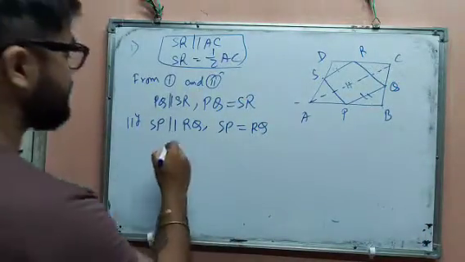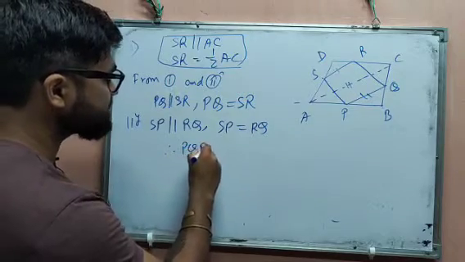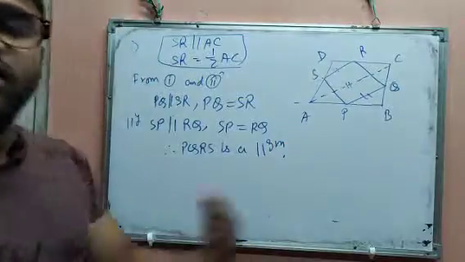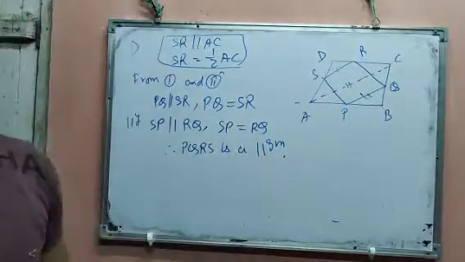So you can say, therefore PQRS is a parallelogram. It satisfies all the conditions of a parallelogram. So this becomes a parallelogram.